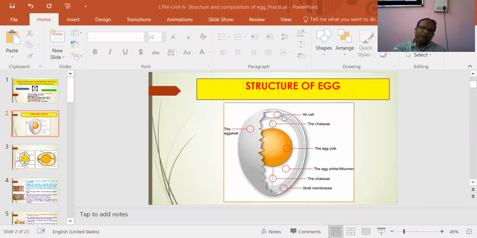At the broader end of the egg there is a space which is known as the air cell, and the outermost layer is called the eggshell. On the outermost part, the eggshell, there is a thin layer that is called the cuticle. It is also known as the bloom.